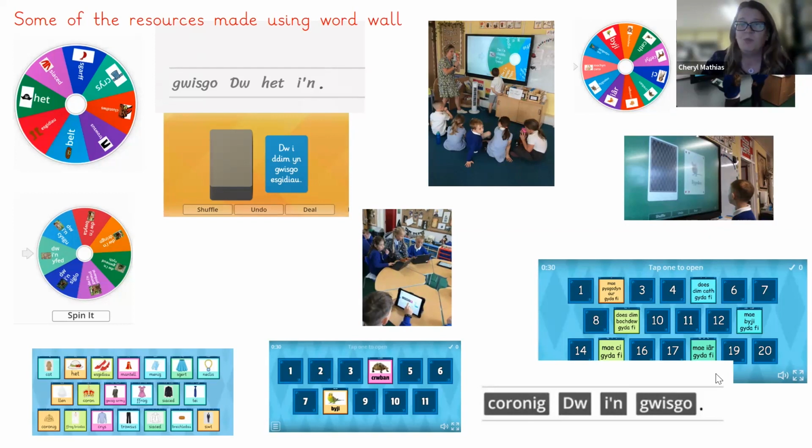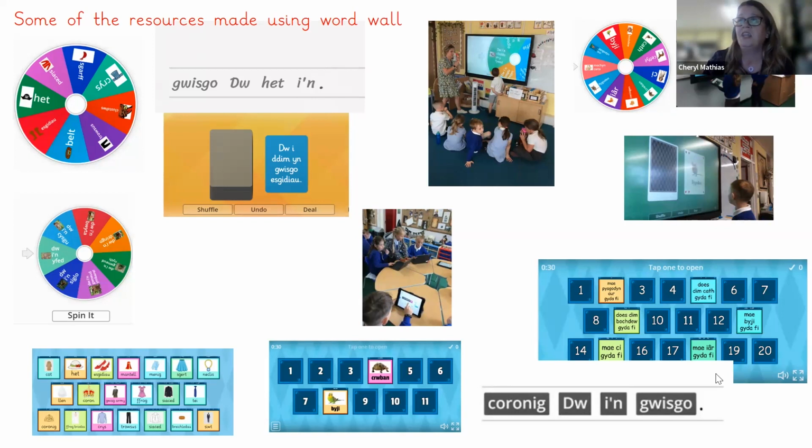Word wall is worth its weight in gold, worth every penny that you spend on it. I use it to definitely drill vocabulary to the children. You can use it to introduce words. You can also use it to sequence sentences as they get more familiar and move through it.